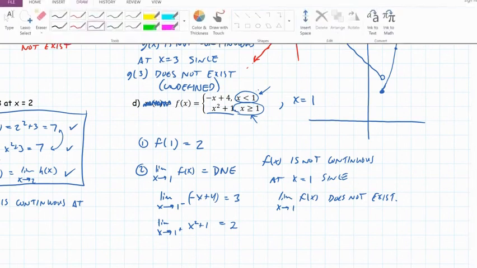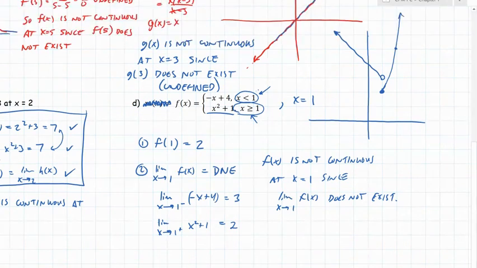In order to trace along this graph from left to right, I have to lift my pencil when I get to 1 to finish the graph. Anytime you have to lift your pencil, that creates a discontinuity.